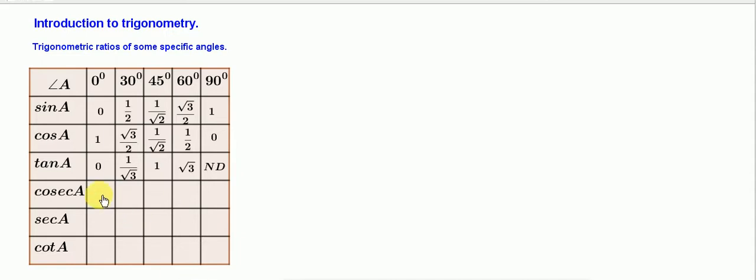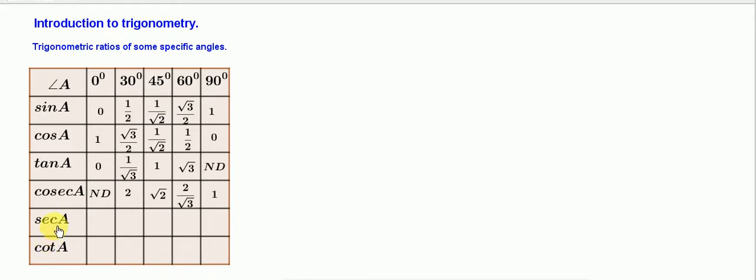Next, we know that cosecant A is equal to 1 by sin A. Therefore, cosecant 0 degree to cosecant 90 degree can be written by taking reciprocals of all values from sin 0 degree to sin 90 degree. That is, reciprocal of 0, that is not defined, ND, reciprocal of 1 by 2, that is cosecant 30 degree 2. Similarly, cosecant 45 degree root 2, cosecant 60 degree 2 by root 3, cosecant 90 degree 1.